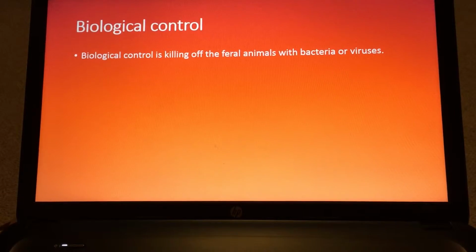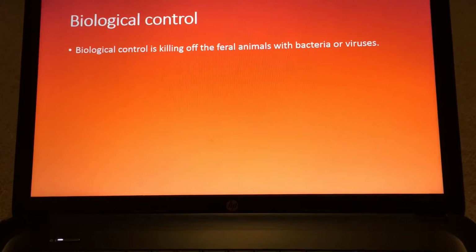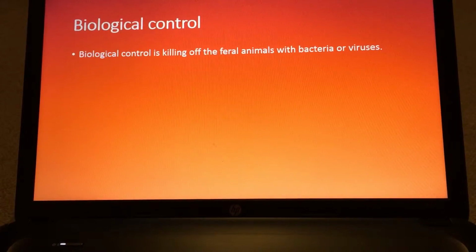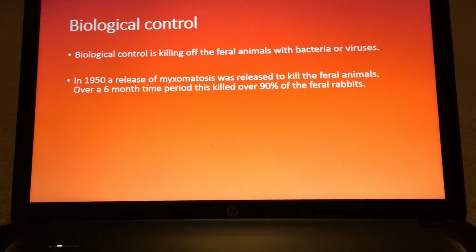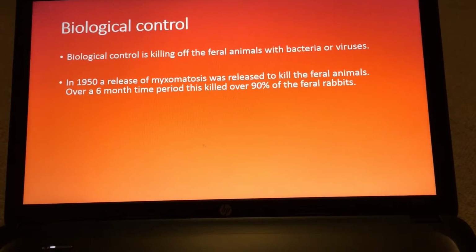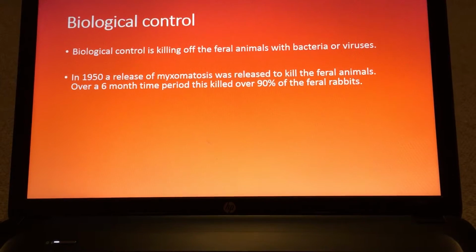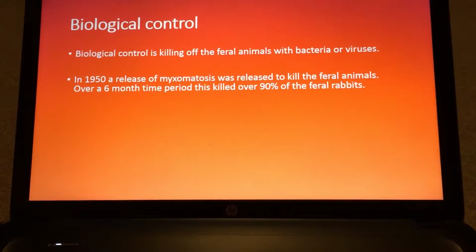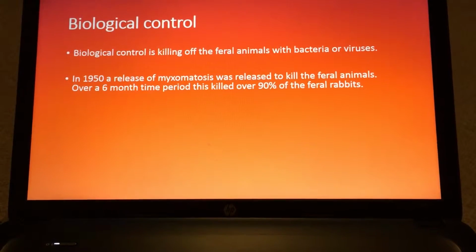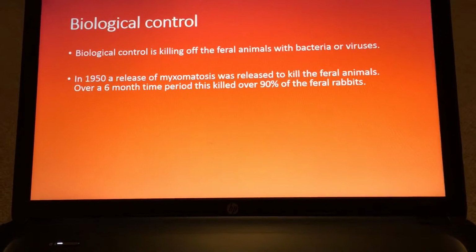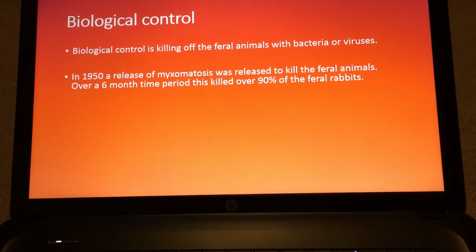A biological control is killing off the feral animals with bacteria or viruses. In 1950, they actually released, I'm not going to try to pronounce this, myxomatosis, to kill the feral animals. Over a 6-month time period, this killed over 90% of those rabbits.